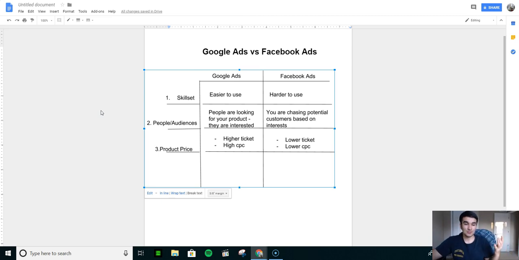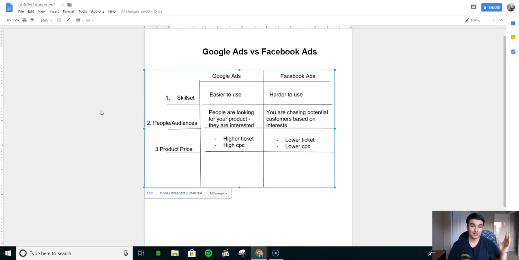Now let's talk about the people and the audiences. On Google Ads, people are looking for your product. They're already interested. They know the details. They know the features. Most of the time, they do know all of these things, right? So they're just looking to buy that specific product.